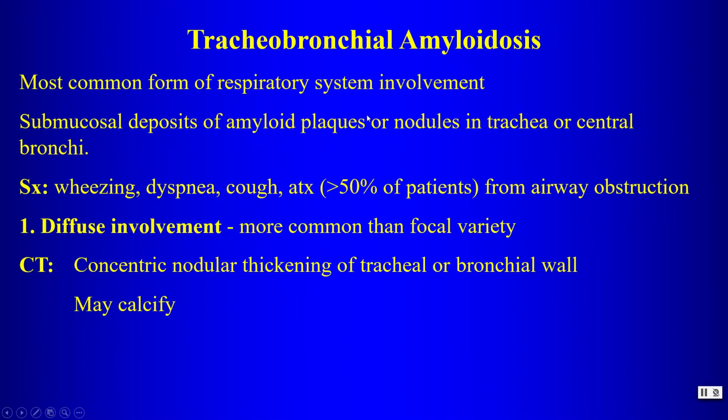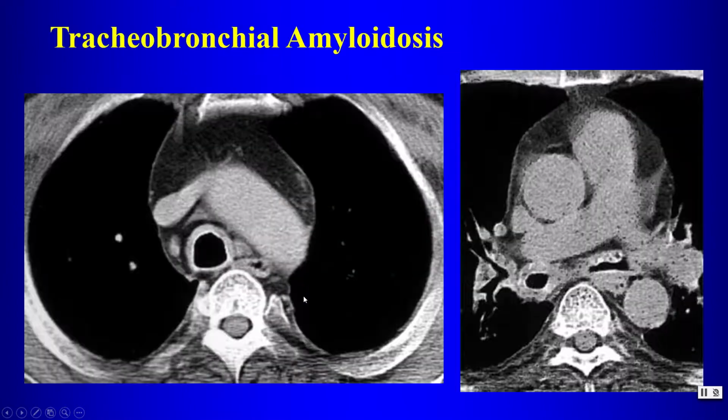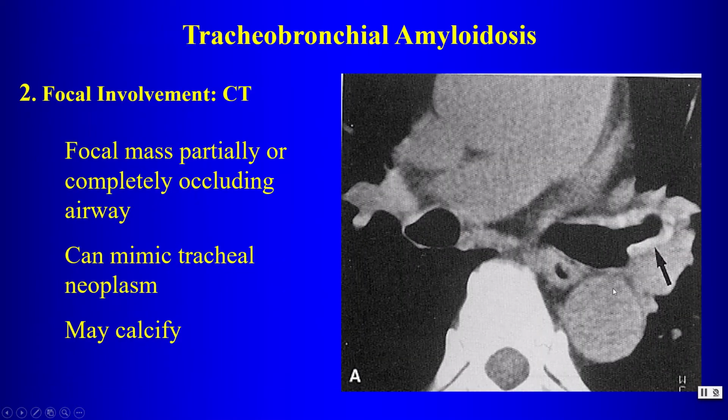For tracheobronchial amyloidosis, you can have diffuse involvement where you get concentric nodular thickening of the tracheal or bronchial walls. Here you can see this diffuse thickening of the tracheal wall extending down to the bronchi. We might get some calcification, and this does not spare the posterior wall. Another example here where we have circumferential narrowing of a segmental airway.